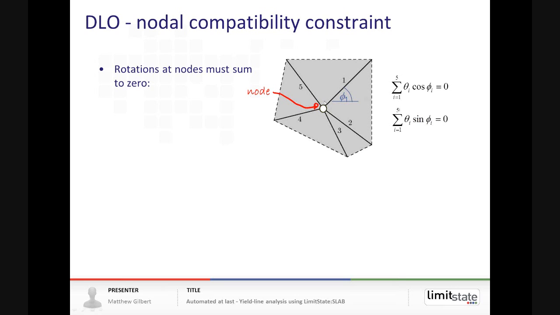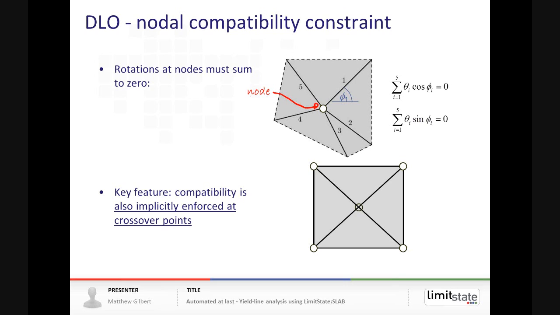What it actually means is that if we sit at some point in the slab and we actually go round the outside of a node, when we get back to the starting point, the rotation of the slab must be the same as it was to start with. And it must be the same in terms of x rotation and y rotation.